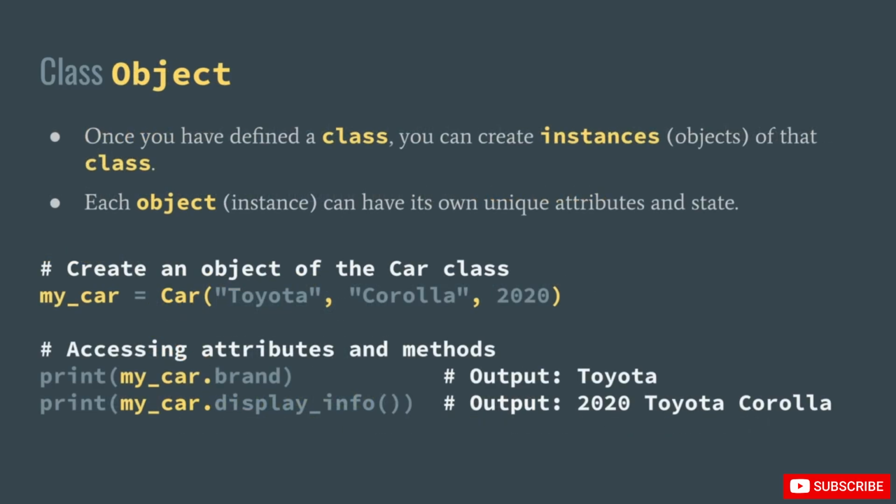After defining a class, you can create instances, also known as objects, of that class. Each object represents a unique instance with its own set of attributes and state. We can access the object's attributes directly, like myCar.brand, or call its methods, such as myCar.displayInfo. Each instance of the class operates independently, making objects flexible and allowing us to represent different real-world items with ease.